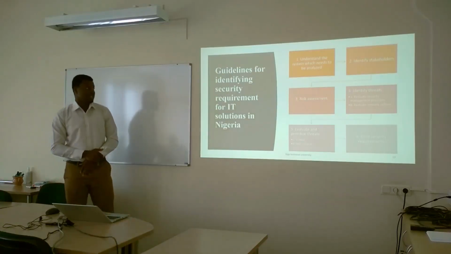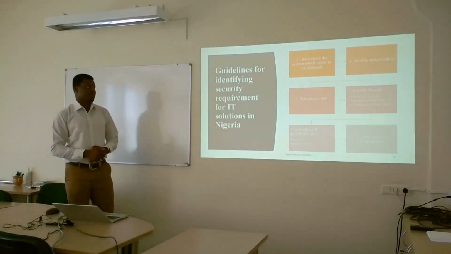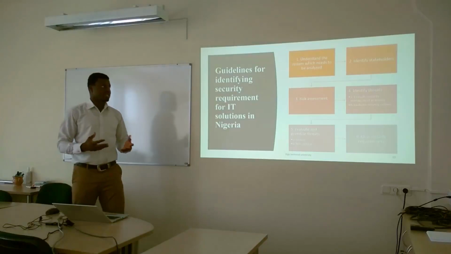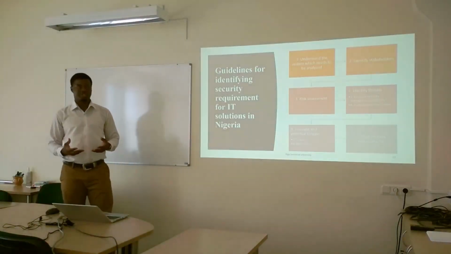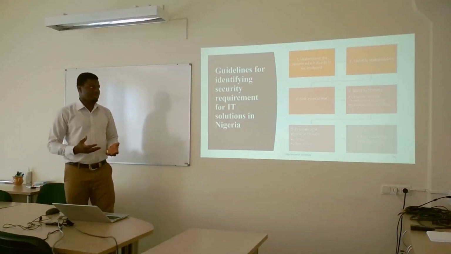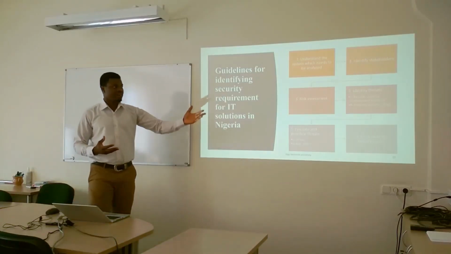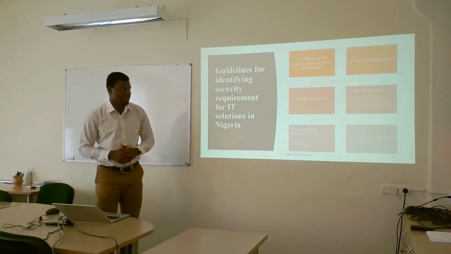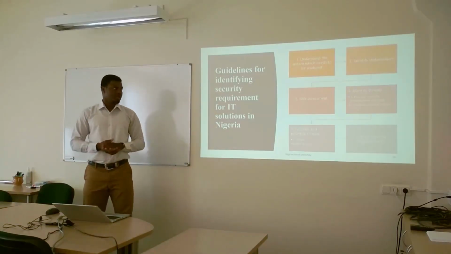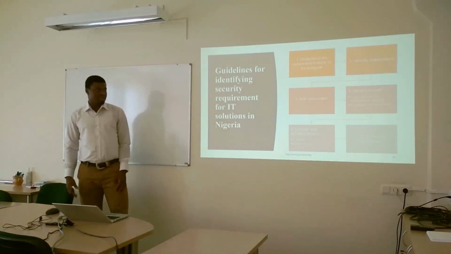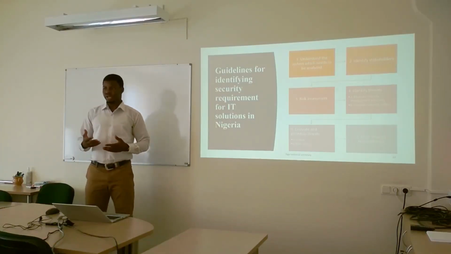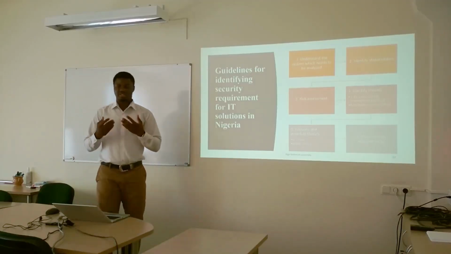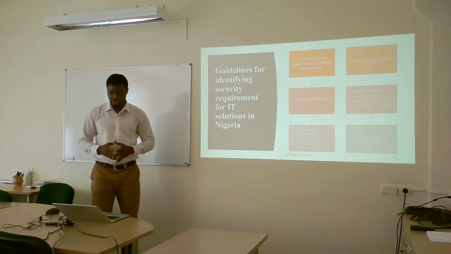Then the guidelines which I developed for identifying security requirements in IT solutions in Nigeria. First, I tried to understand the system which needs to be analyzed. That's the first thing you have to do. Then you identify the stakeholders in the business, then you run a risk assessment, then you identify the threats. In order to identify the threats, you have to evaluate the security management practices and the security culture. Then you prioritize the threats as critical or non-critical. Finally, after all these steps, you can decide the security requirements for the organization.